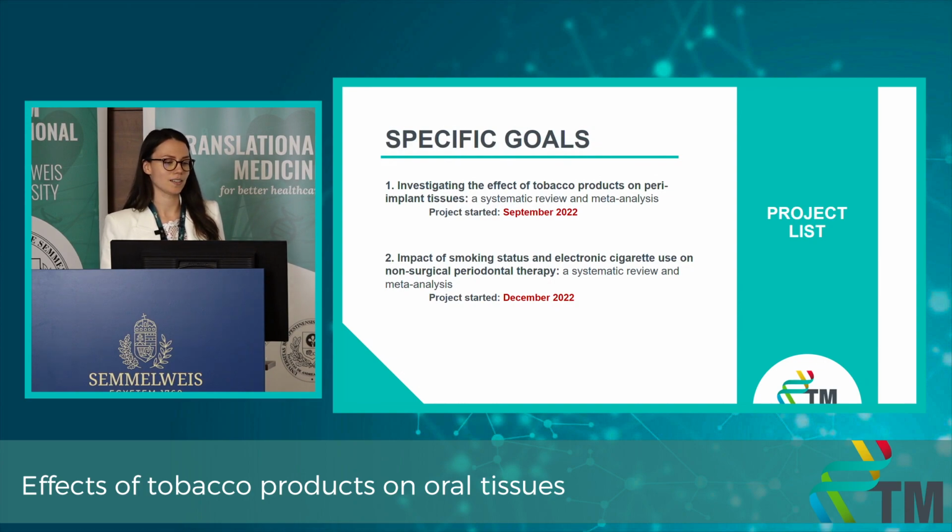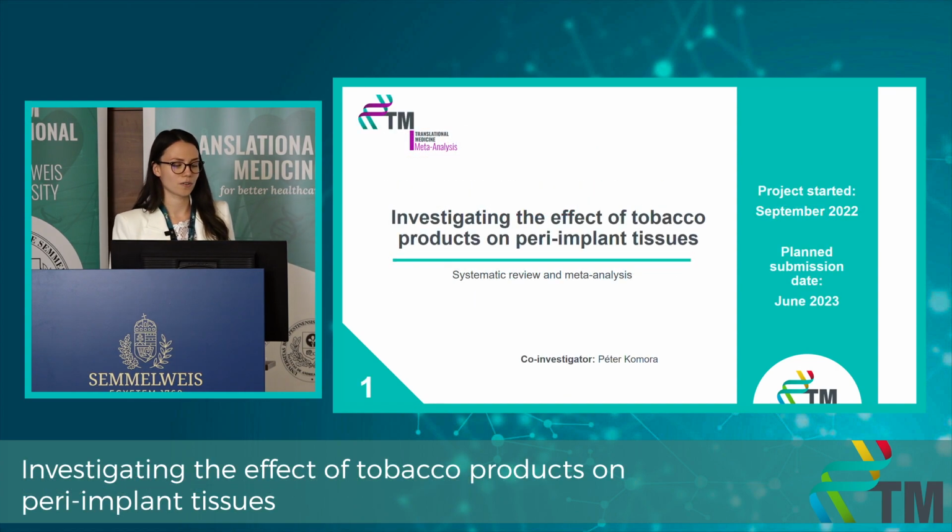So here you can see the list of my specific goals. Currently, I am working on 2 systematic review and meta-analyses. I started the first one in September and the second one in December. So let's move on to my first topic, which is investigating the effect of tobacco products on peri-implant tissues.